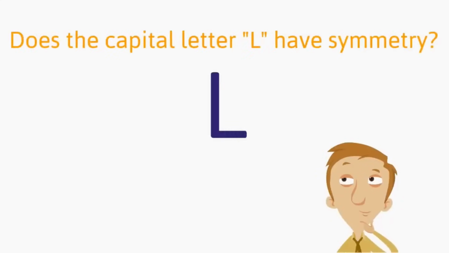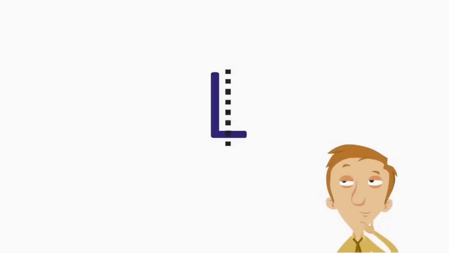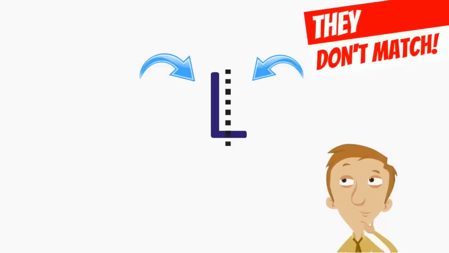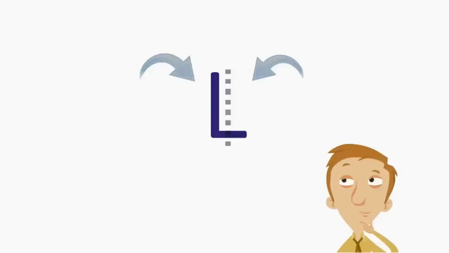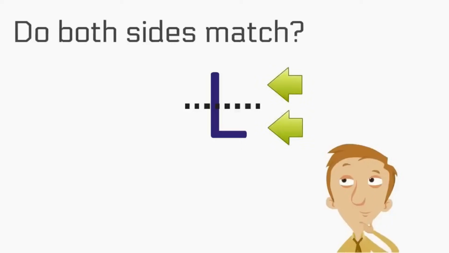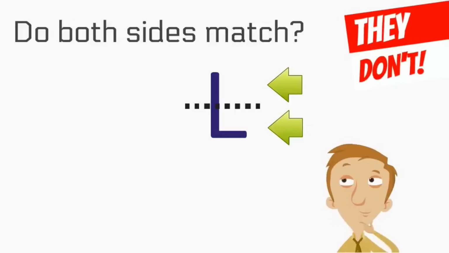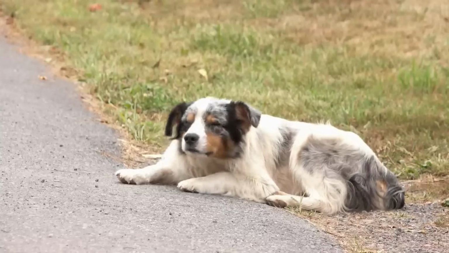Okay, let's try the letter L. Does the capital letter L have symmetry? Oh, this is going to be fun. Let's check with a vertical line first. Then we can just look at both sides. Do they match? No, they don't match. This is not a line of symmetry. Hey, that's okay. Let's check with a horizontal line, all right? Do both sides match? You're right, they don't. No symmetry.